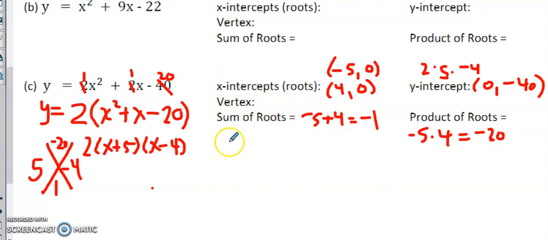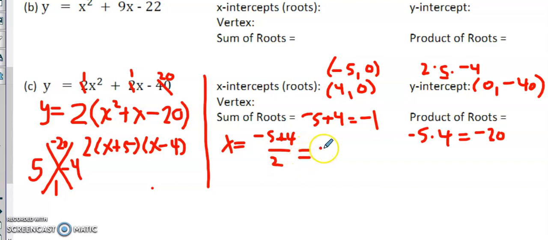For the vertex, we have to take our 2 x numbers, our roots, and add them together, and then divide by 2, so negative 5 plus 4 divided by 2, so that's negative 1/2. Negative 1 as the numerator divided by 2, so that's negative 0.5. So that's my x value of my vertex, negative 0.5.